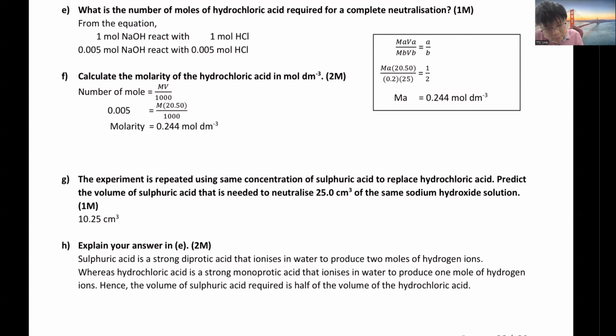So remember, in SPM, they always ask you about replacing one acid with another acid. Hydrochloric acid, sulfuric acid. Sulfuric acid is able to produce 2H⁺, so the volume needed will be only half. Let's say this is 20.50, this one only needs half, 10.25 cm³ is enough for the reaction to occur. So explain here: sulfuric acid is a strong diprotic acid which ionizes completely in water to produce 2 moles of hydrogen ion. Hydrochloric acid is a strong monoprotic acid which ionizes in water to produce 1 mole of hydrogen ion. So the volume of sulfuric acid needed is only half of the hydrochloric acid.